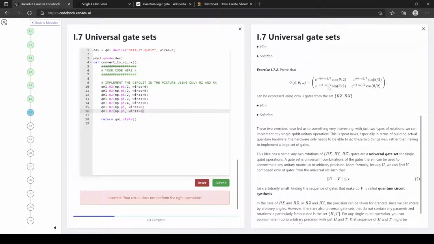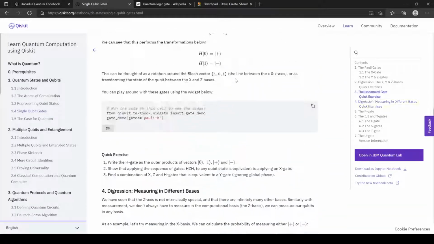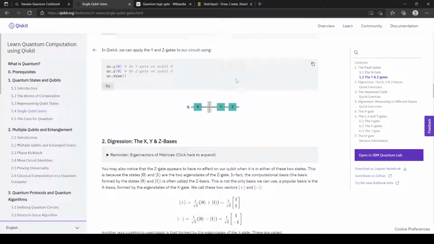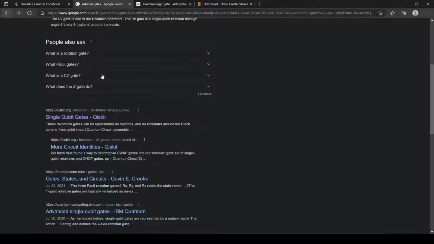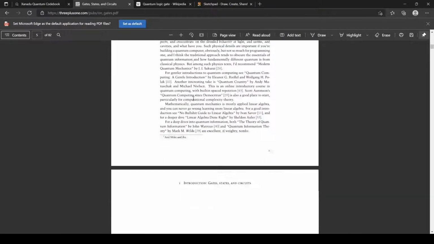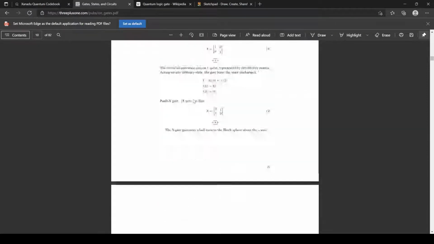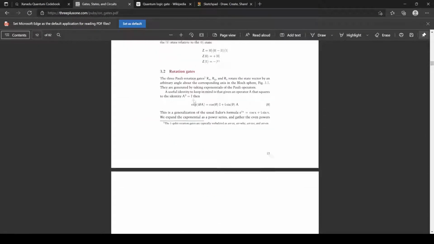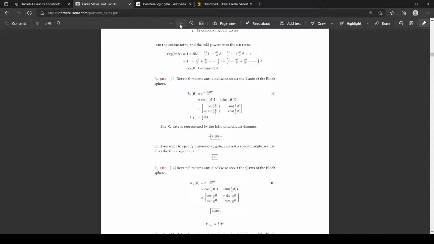Actually, are the rotation gates? No, they don't even have them. Okay. Rotation gates. Rotation, rotation, rotation. Wow, why is it so hard just to get the list of rotation gates? Ah, here we go. I don't want to deal with that.